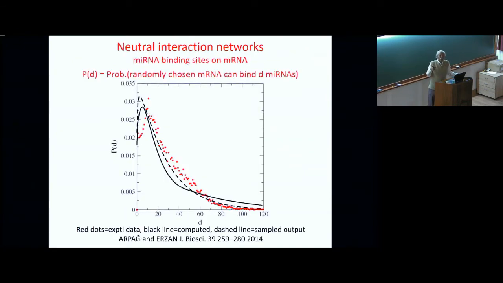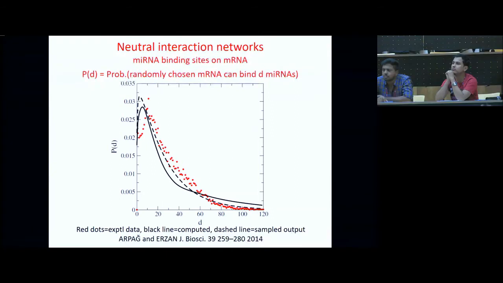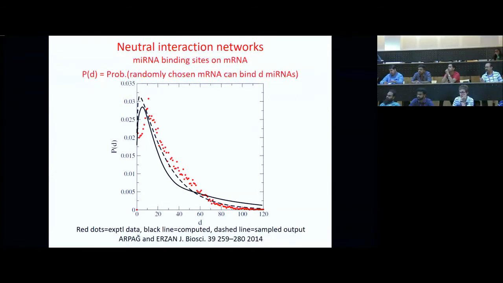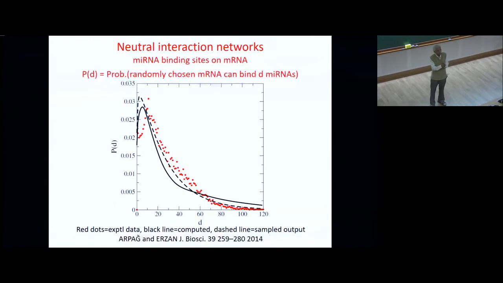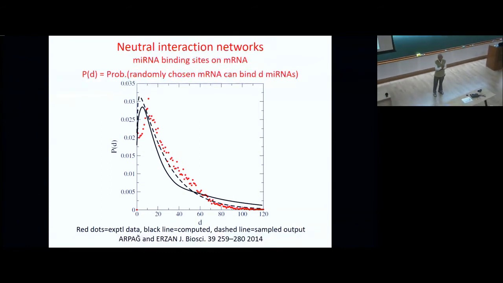There are neutral interaction networks. In other words, what you can do, and this is the paper by Arpa and Erzan, what they did was to take a messenger RNA molecule, and for those of you who aren't familiar, now we know that messenger RNAs, which are the intermediates between DNA and protein, can be regulated in several ways by what are called small interfering RNAs. And the picture here is for a particular form of this small interfering RNA called microRNA.